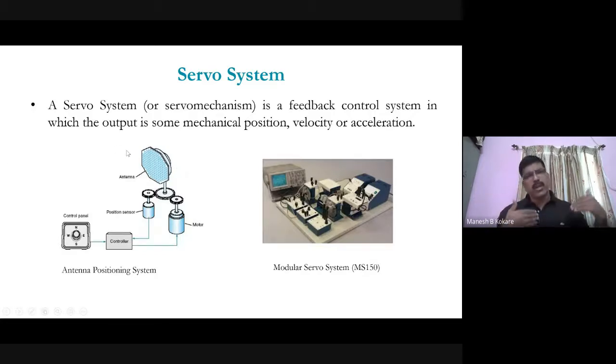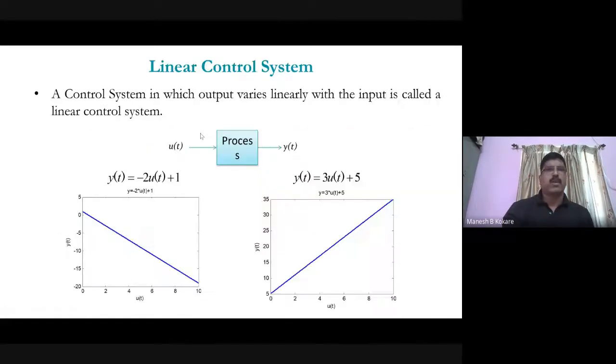Means basically where your input is electrical system and then your output is mechanical system, which is changing the position or velocity or acceleration and so on. So such systems are called as the servo mechanism, where you have a feedback system involved in that.